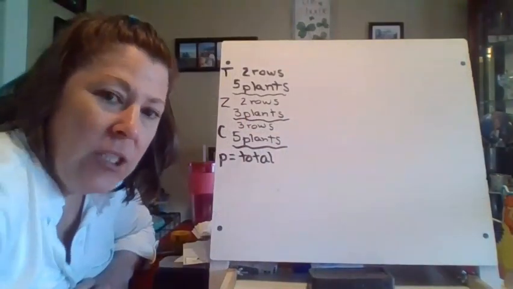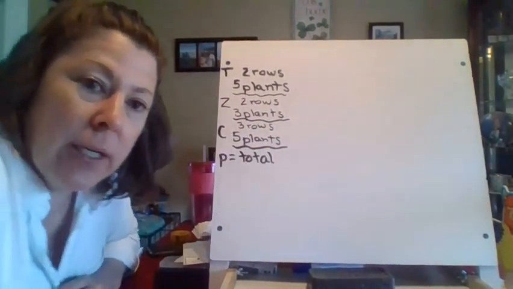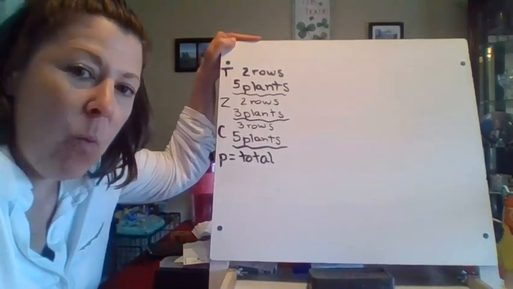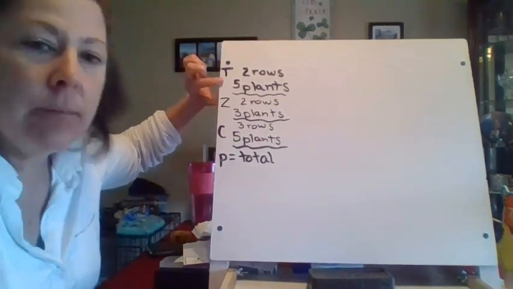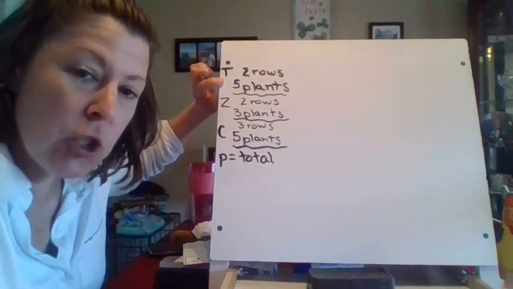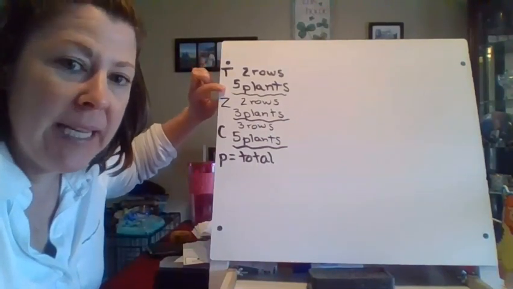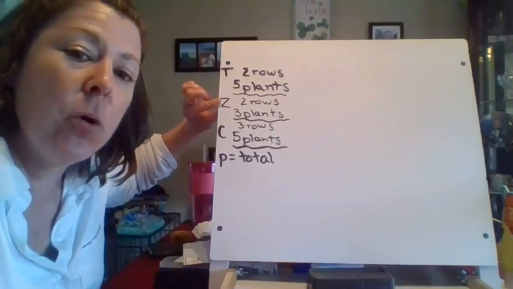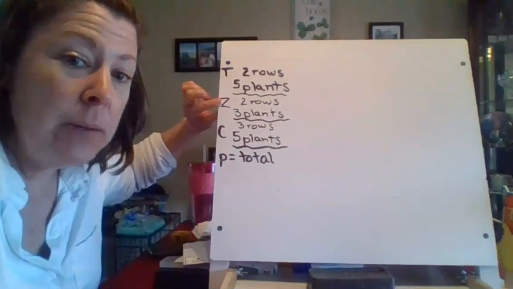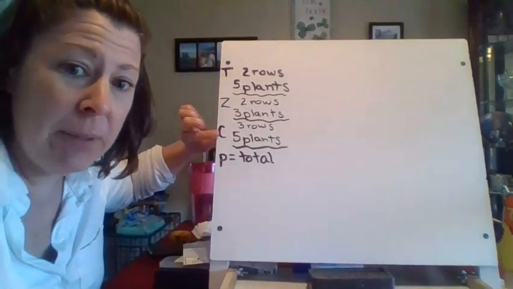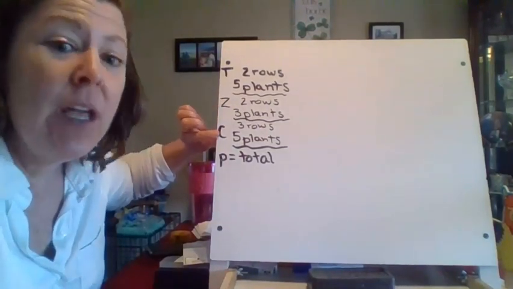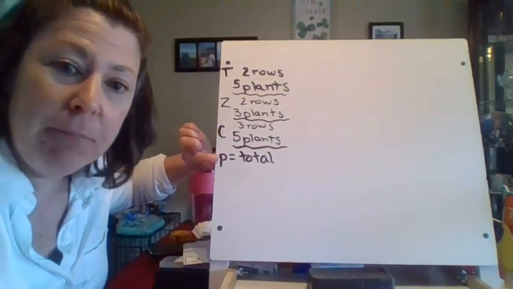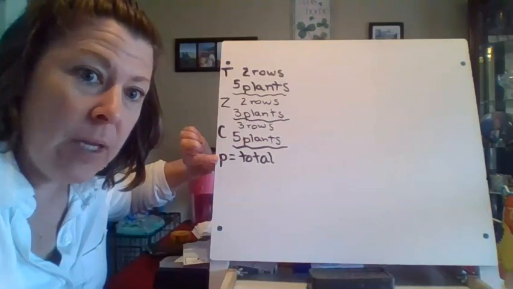So I started to organize my information. I started my plan. And what I know is that the tomatoes, there's 2 rows, 5 plants in each row. The zucchini, 2 rows, 3 plants in each row. And the cucumber, 3 rows, 5 plants in each row. P is my total.